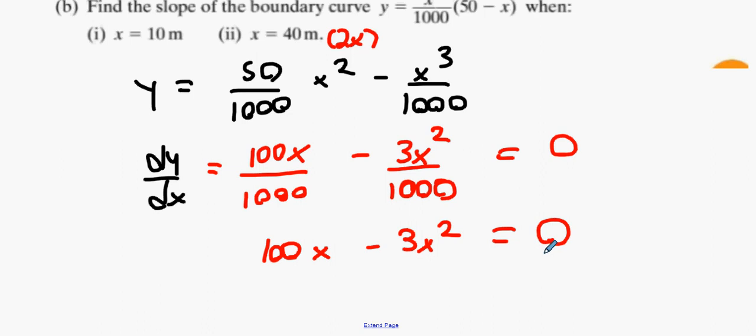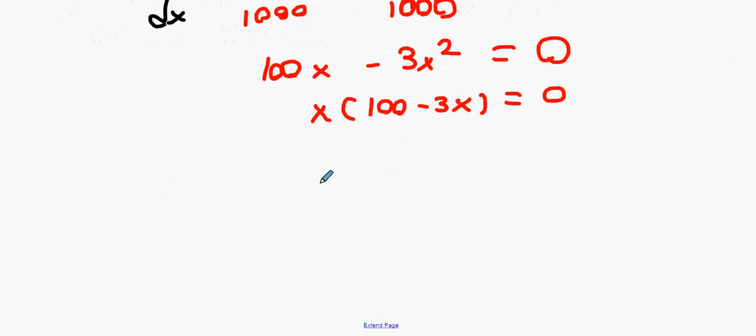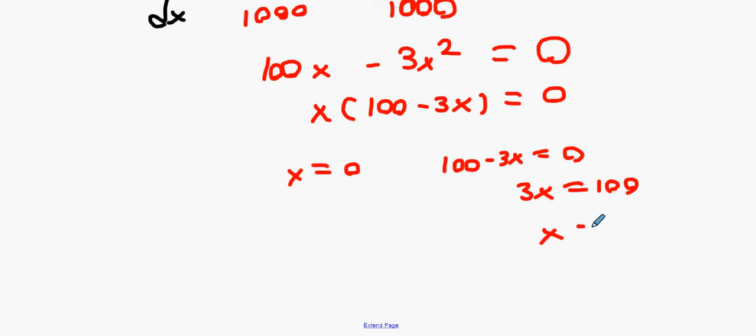Okay. What do you think you're going to do next? Take away x. And you get? 100. Okay. What then? x equals 0. Yep. 100 minus 3x equals 0. Yeah. 3x equals 100. Yeah. X equals 100 over 3. Yeah, which is roughly 33, isn't it?